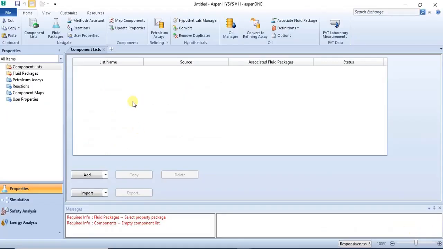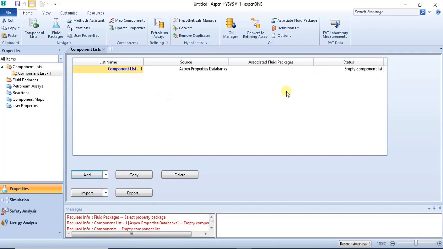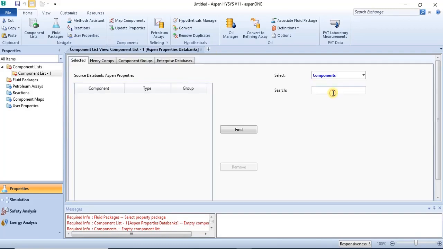So the first thing to do is to add the components. In this case, I want to make use of the Aspen properties database. So we have ethanol plus acetic acid.